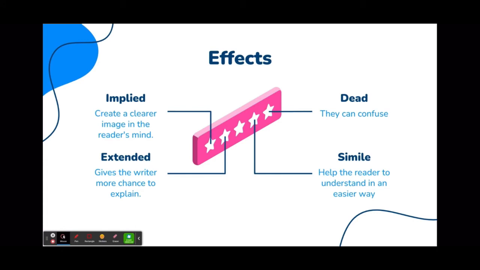The effect of what they have: an implied metaphor, they allow the writer to create a clear image in the reader's mind in their writings. An extended metaphor gives the writer a chance to elaborate more on the composition that they're making. And a dead metaphor, I think they can confuse the reader since it no longer refers to the original meaning. A simile, they're there to help the readers understand by a comparison.